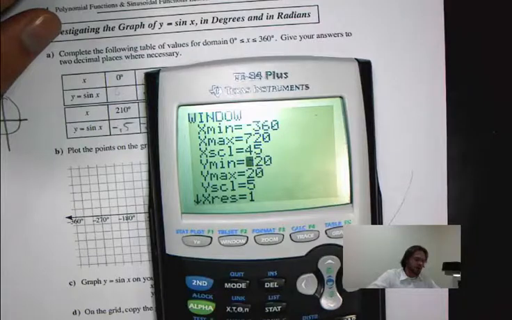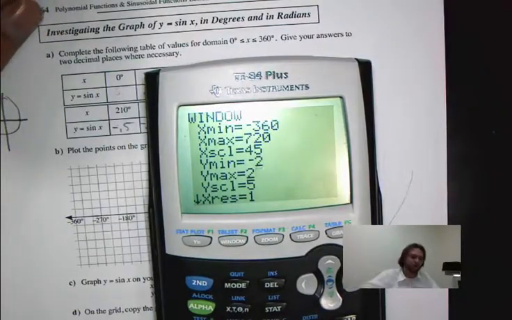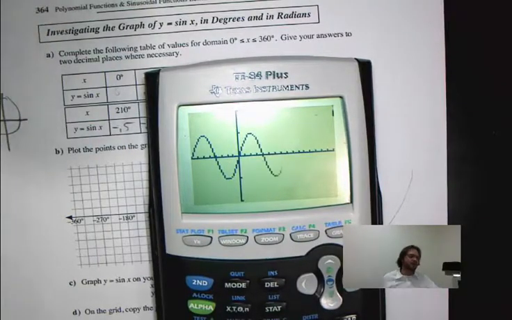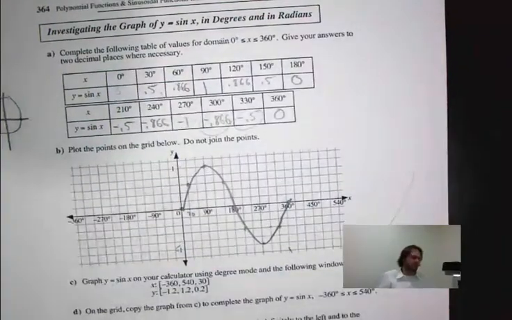My y min is going to be negative 2, and my y max is positive 2, because the maximum height we could ever have is 1. And my y scale is going to be by 1. So I graph it, and there's how my graph looks. It's a nice little thing, kind of what we have here.